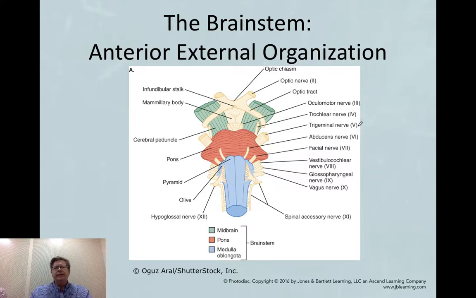So now we turn to the brain stem, and we'll look at the external organization of the brain stem first. So this is looking at the outside, and the anterior, which is the front section of the brain stem. And you can see here a number of different areas of the brain stem that are familiar in terms of the cranial nerves. Now, if you remember, the cranial nerves, of which there are 12, are used to coordinate various parts of the head and neck, also parts of the trunk and the limbs.